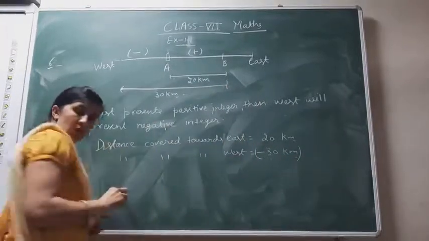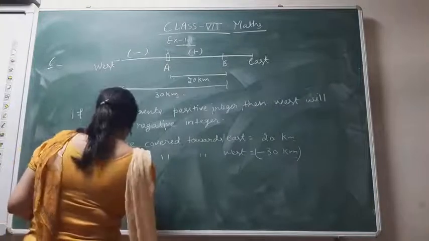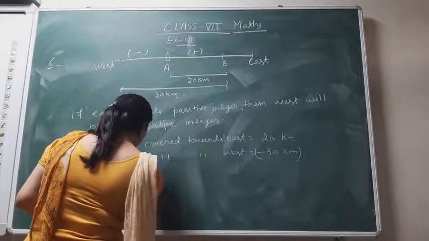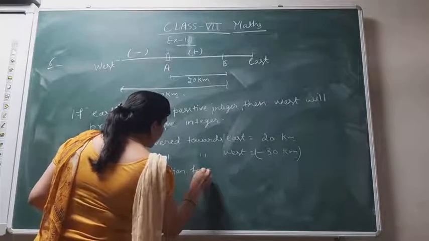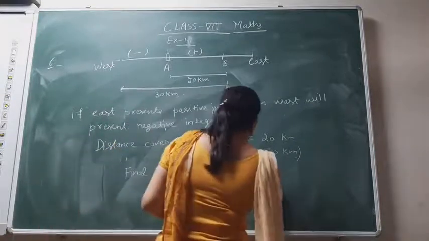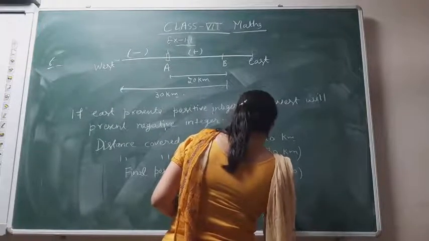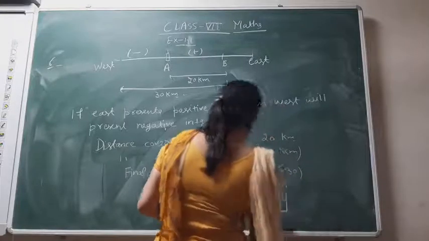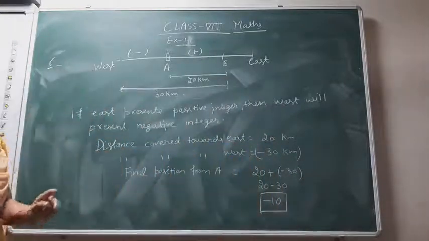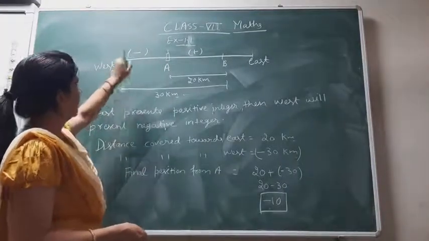So what is the question? By which integer will you represent her final position from A? Final position from A is equal to 20 plus 30. It becomes 20 minus 30, and it is minus 10. This is his final position. So from A he is at a distance of minus 10.